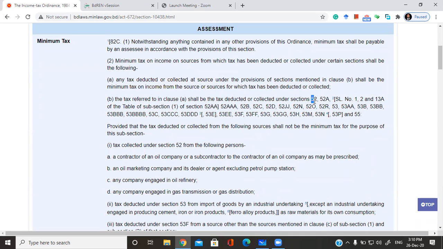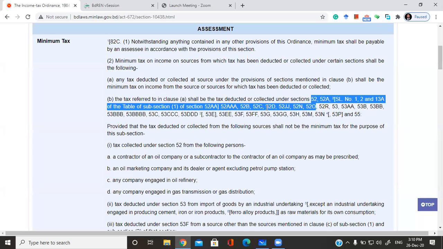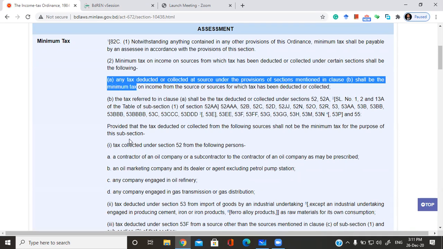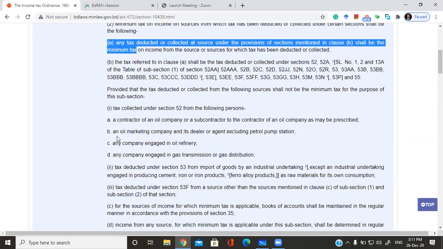I just showed you that 52D is for interest on savings instruments, and 52C mentions the compensation against the acquisition of property. TDS is applicable on the compensation against the acquisition of property. So it has been explained here that the TDS which we are charging in this section, that TDS amount will be the minimum tax. That is the summary understanding of this explanation.